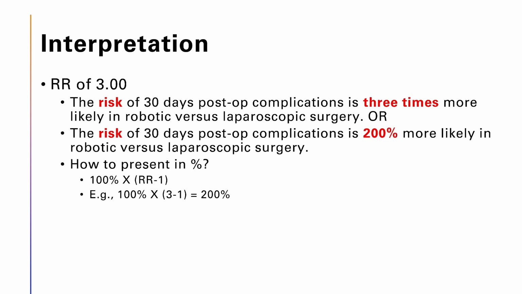So how do we interpret them? Let's look at risk ratio first. A risk ratio of 3 indicates the risk of experiencing complication within 30 days after robotic surgery is 3 times higher compared to laparoscopic surgery. In percentage terms, this translates to a 200% increased likelihood of complication in robotic surgery compared to laparoscopic surgery. To present the increase in percentage, we can use the formula 100% times (RR minus 1).